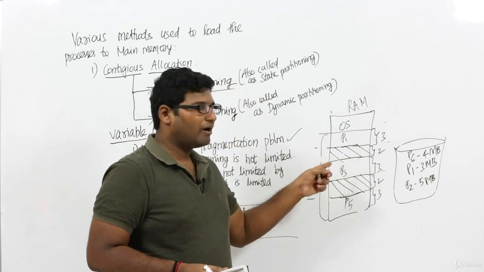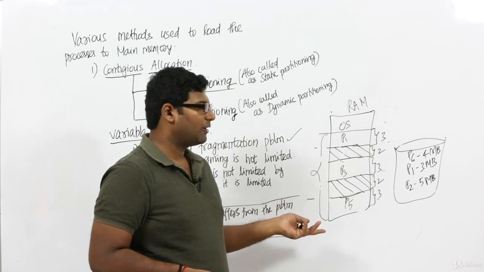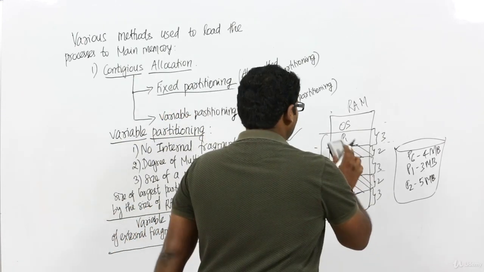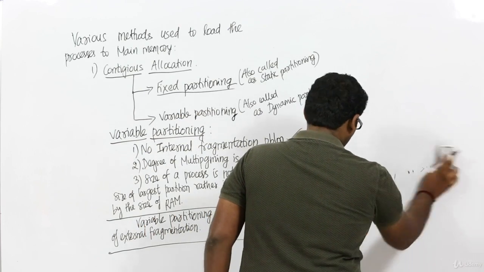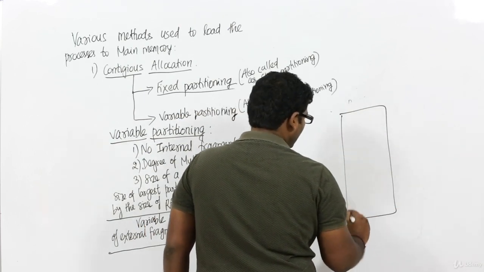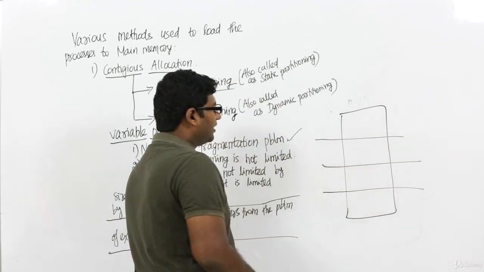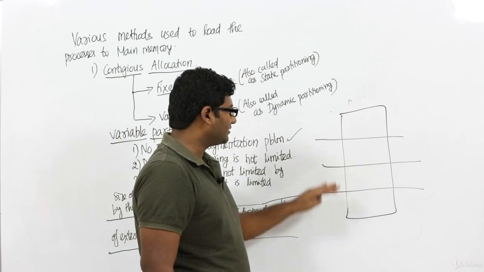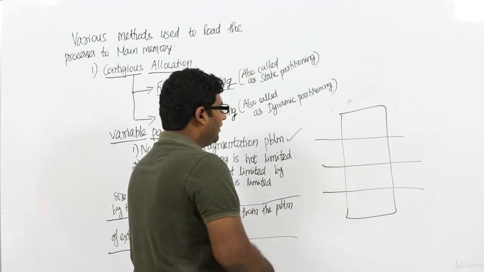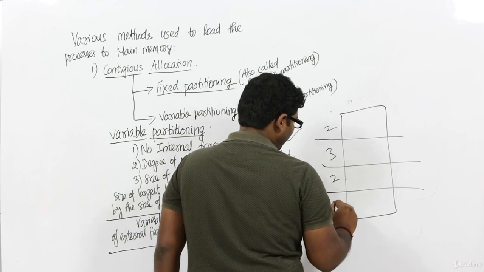This problem will not happen in fixed partitioning. It will never happen in fixed partitioning. Why? Let us assume in fixed partitioning our RAM is initially partitioned. Let us assume this is how RAM is partitioned: this size is 2 MB, this is 3 MB, this is 2 MB, and this is again 2 MB.